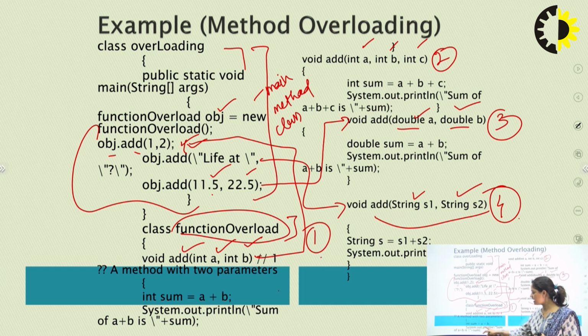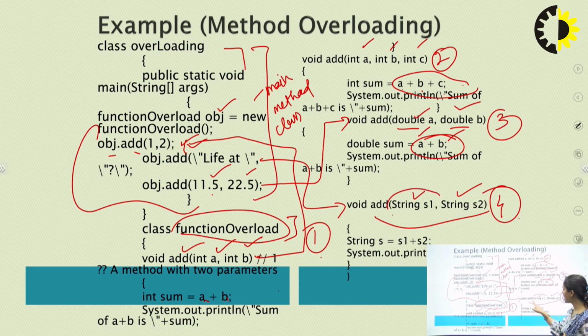The first one has only two operands, A and B, the second one has A, B and C, three operands, and the third one has only two but with double values, that is fractional values. And the last one will be concatenating the two strings S1 and S2. So here we are doing a string concatenation.